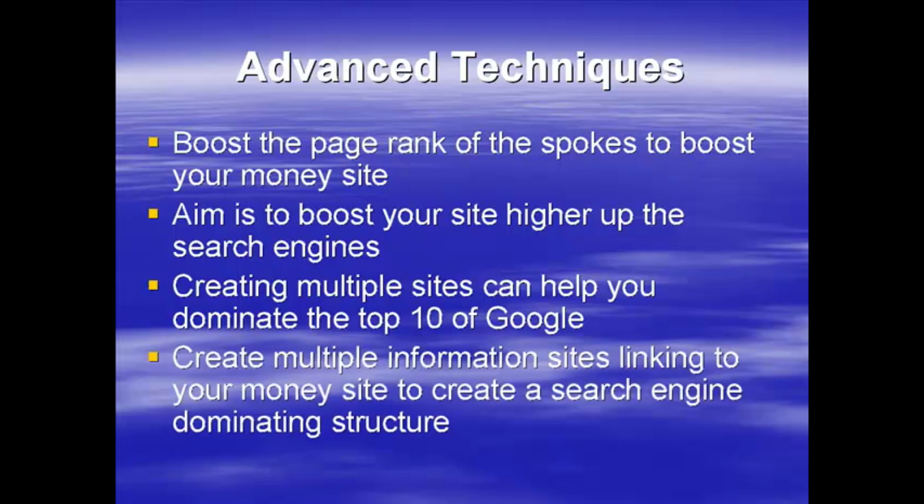Now, here's another thing that you could do. This is a much more advanced technique, so I've left it to last. We talked about creating link wheels for each of your link wheel spokes, but what if you had your central money site, and around the outside of that was a number of domains that you owned that were information sites linking to it? So you would have a central money site, which is, say, an information product.